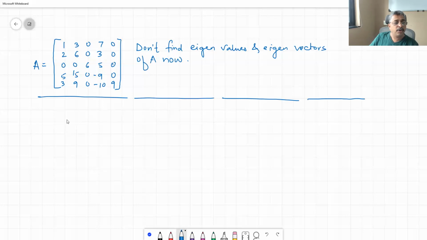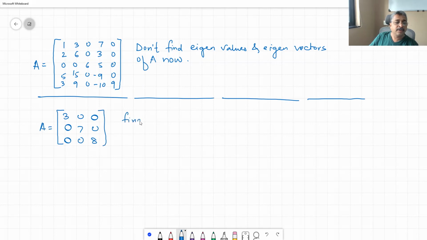First, suppose the matrix given to you looks like 3 0 0, 0 7 0, 0 0 8. Find eigenvalues and eigenvectors of A. The notation for this square bracket is capital F. Okay?